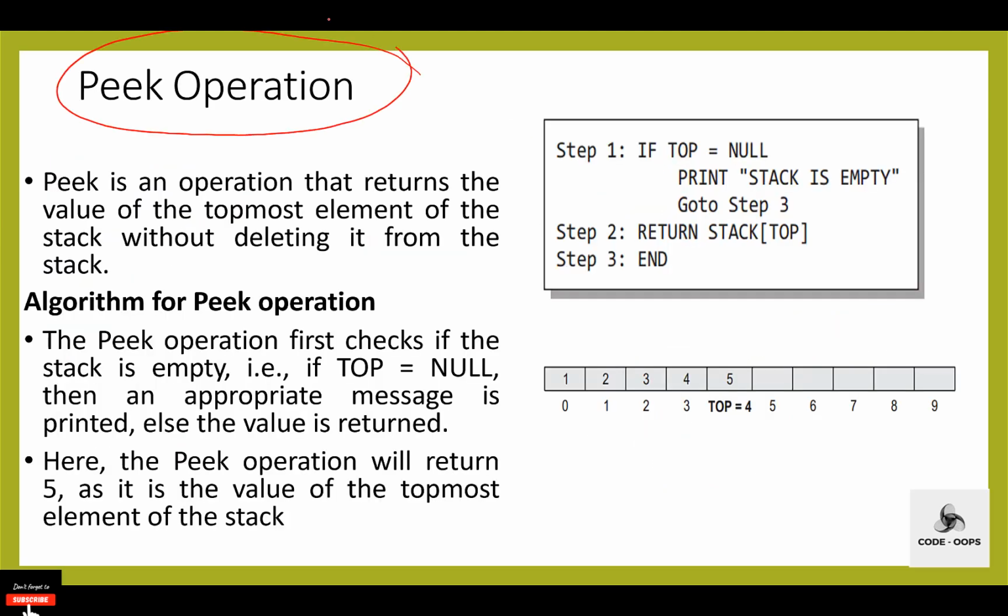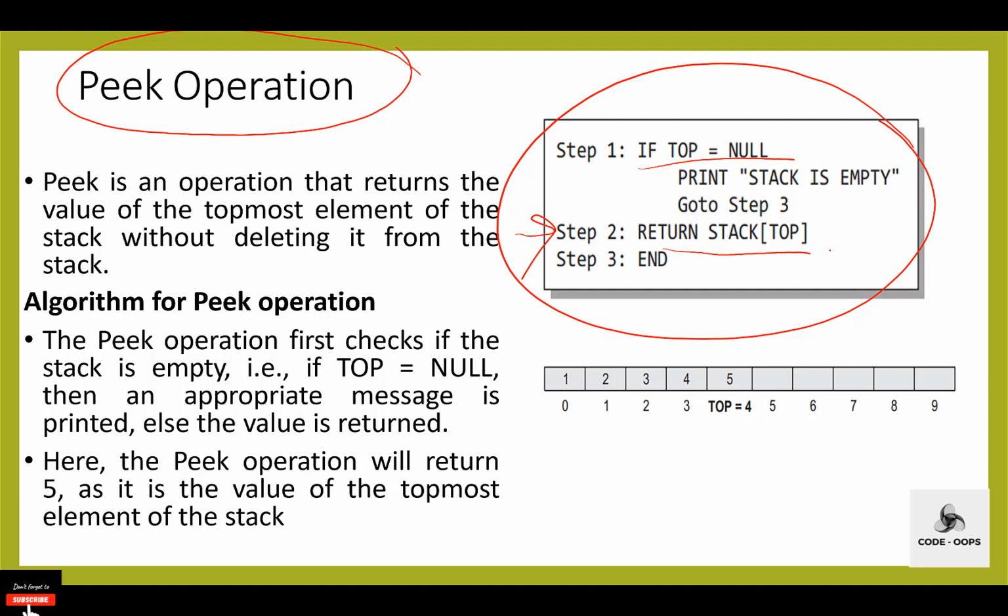Then peek operation. Peek is an operation that returns the value of the topmost element of the stack without deleting it from the stack. This is the algorithm for a peek operation. The peek operation first checks if stack is empty, that is top is equal to null. Then an appropriate message is printed, that is stack is empty. Otherwise, go to step 2. Return stack of top.